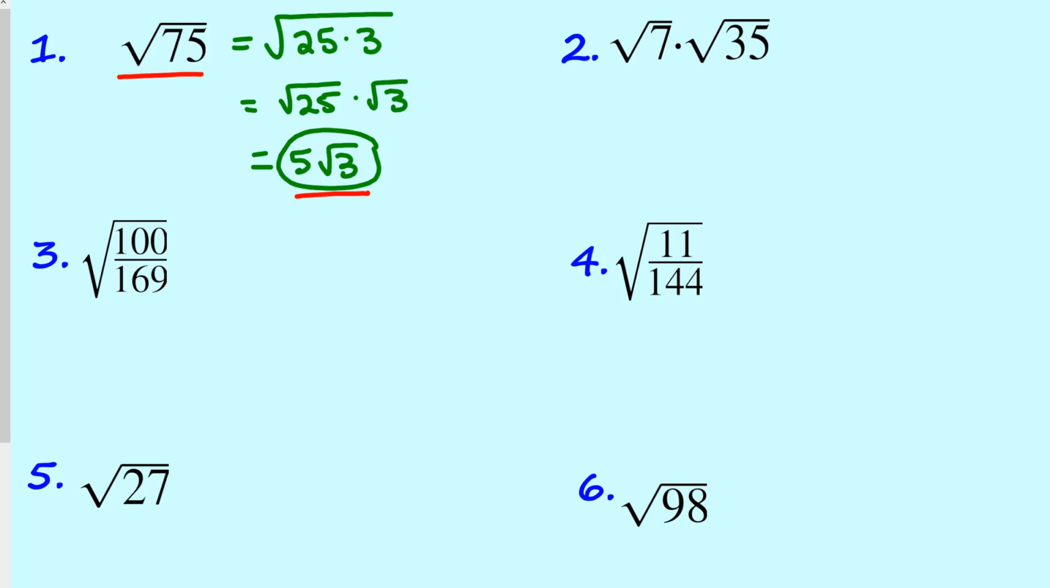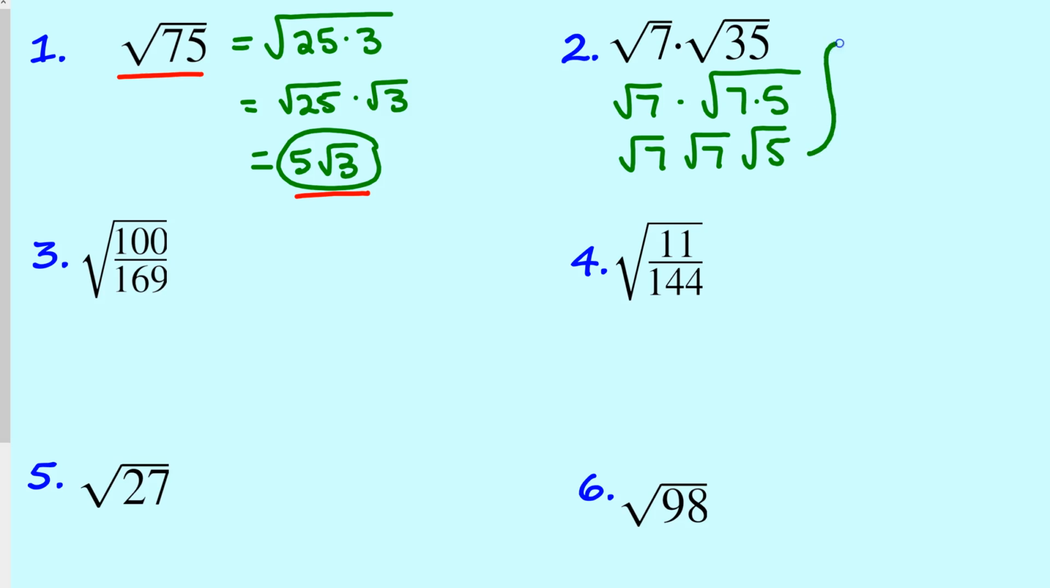Okay, let's take a look at number 2. What we can do here, instead of multiplying 7 and 35 and getting a larger number, we can break down the 35. So we have square root 7 times square root 7 times 5. And we can think of that as square root 7 times square root 7 times square root 5. That's another step you might think without actually writing. Do you know what the square root of 7 times the square root of 7 is? Well, that would be the same as the square root of 49, and that would be 7. So we have 7 square root 5.